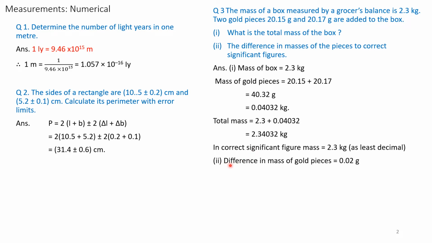And part 2, the difference in mass of gold pieces is 0.02 grams. That is the difference of 20.17 minus 20.15, that is equal to 0.02 grams. Therefore, with correct significant figures, the minimum decimal will be 0.02 gram.